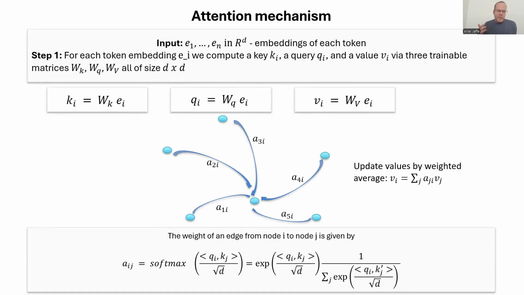Essentially, the function is a softmax. Meaning that if I look at a single vertex I, and I consider all the weights, all the edges coming from other nodes to the ith vertex, then the weights are computed by a softmax function. So the softmax is over the inner product between the query of I and the keys of the different nodes divided by square root of D.